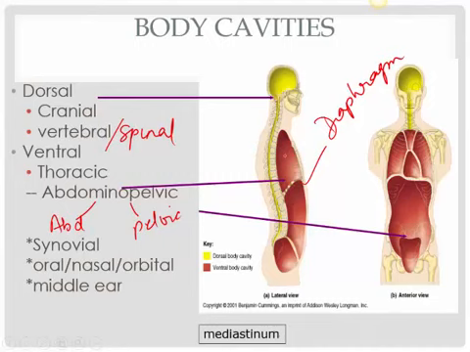To give you an example, an organ coming from the thoracic into the abdominal, like the esophagus, has to pass through the diaphragm. And actually there is an aperture in the diaphragm, or a hole, to allow it to pass through. Okay?